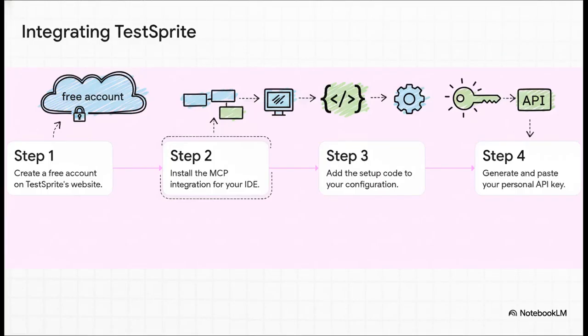Setting it up is just a one-time thing. You create a free account, install what's called the MCP integration, which is basically just a protocol that lets our AI tools talk to each other, and then you add a little snippet of code with your personal API key. It might sound technical, but honestly, it's just a few copy and paste steps.